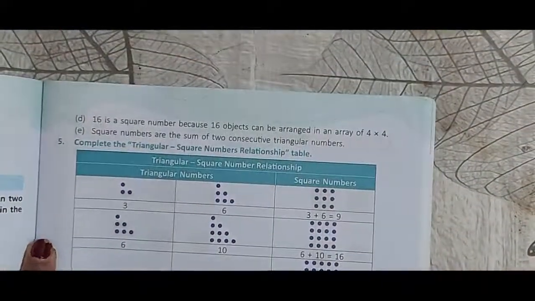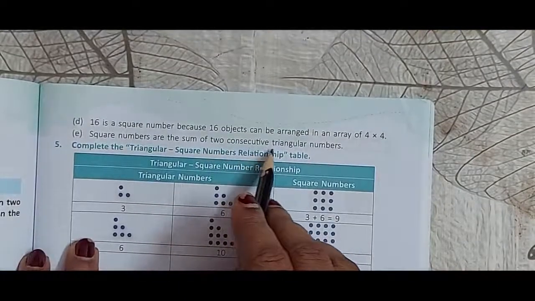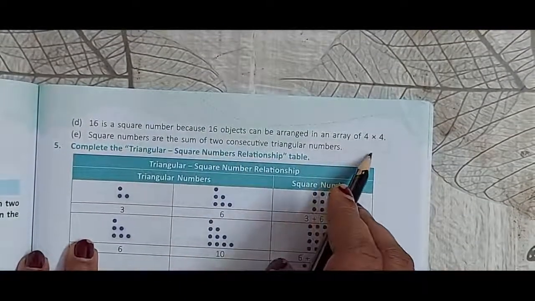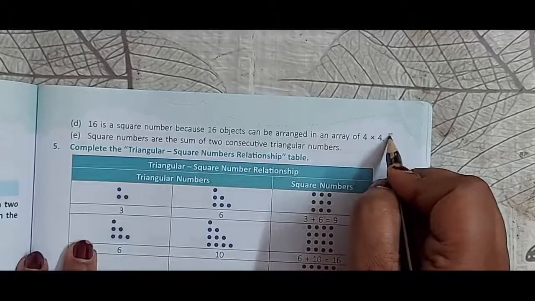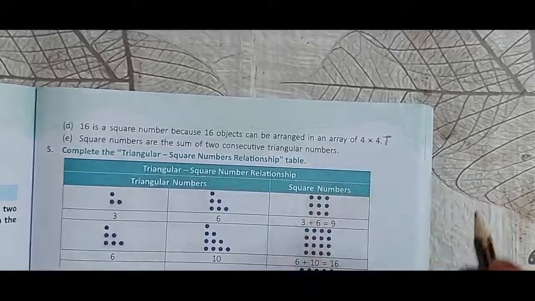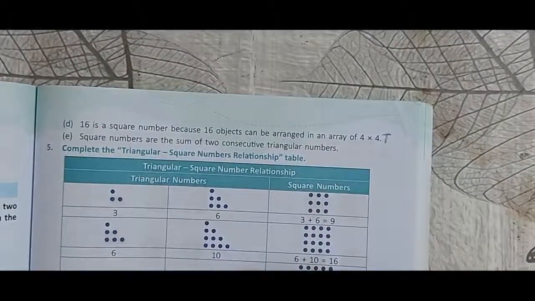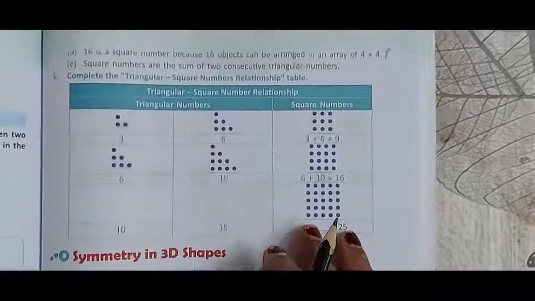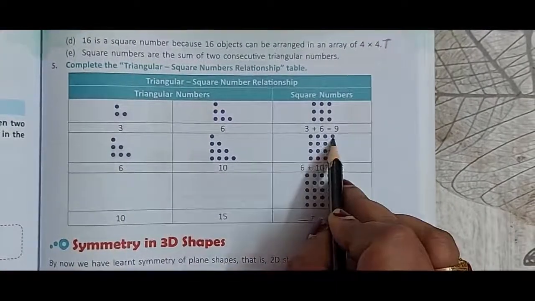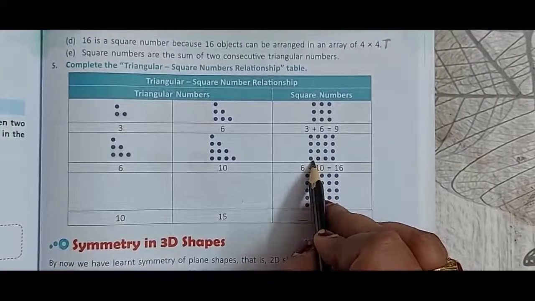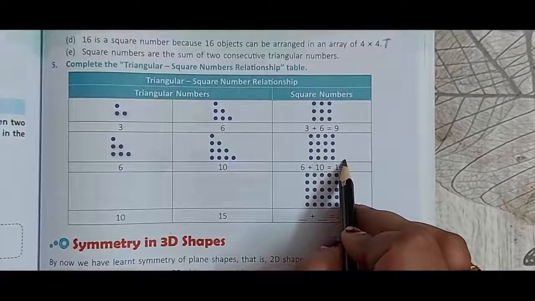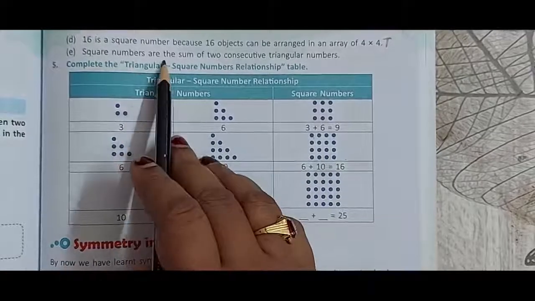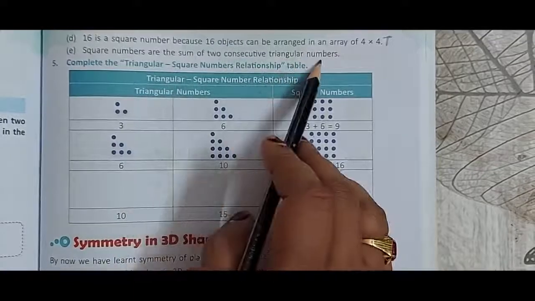16 is a square number because 16 objects can be arranged in an array of 4 into 4. So this is true, because if we have to place 16 dots, we have to keep 4 like this. You can see here 4 dots in a column, 4 dots in a row. In this way this is forming 16.